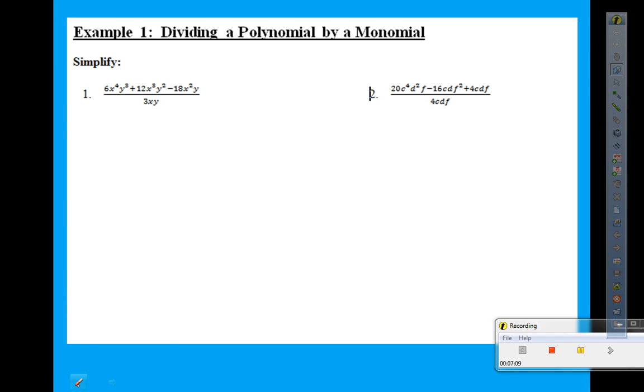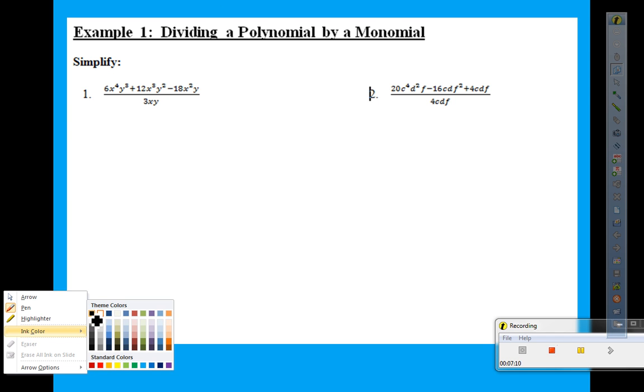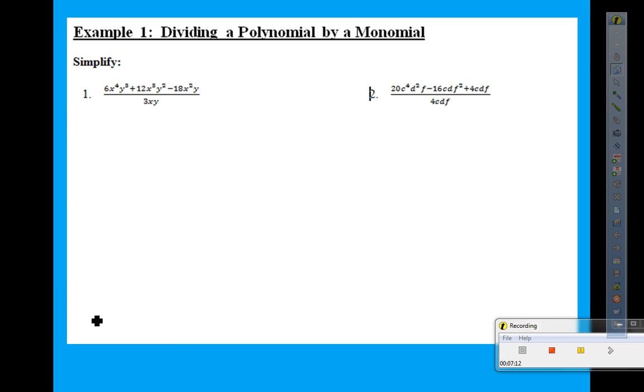On to the lesson for the day. Hopefully you've got your class notes right in front of you. Follow along with these and you'll find that they're really pretty easy today. So number 1, I've got 6x to the 4th y cubed plus 12x cubed y squared minus 18x squared y all over 3xy. Here's what I need to do to simplify this.